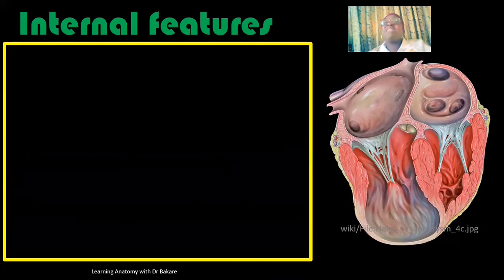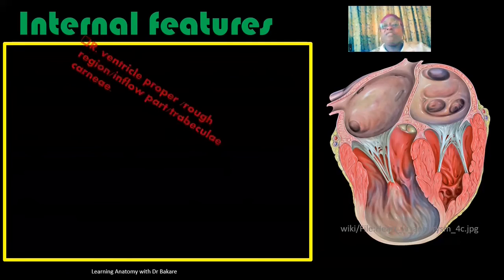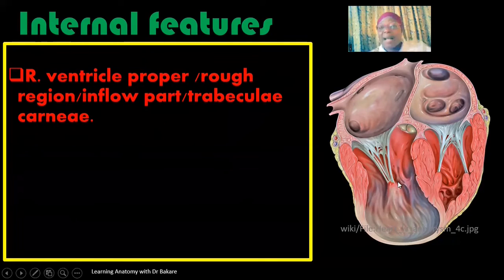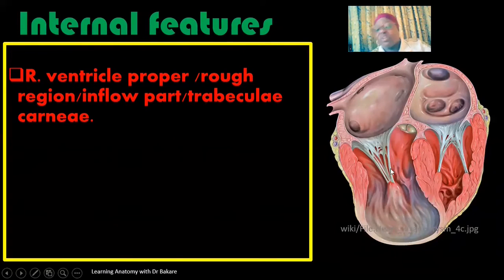For us to do this, we need to divide the right ventricle into the sub-regions that it is made up of. And the first one is the right ventricle proper. This right ventricle proper is the rough region of the right ventricle. And it is also called the inflow part because it is the region that receives deoxygenated blood from the right atrium. This is the right atrium. We know that deoxygenated blood is being pushed from here into the right ventricle. So it is the right ventricle proper that receives this deoxygenated blood. That is the first region where the deoxygenated blood is released into.